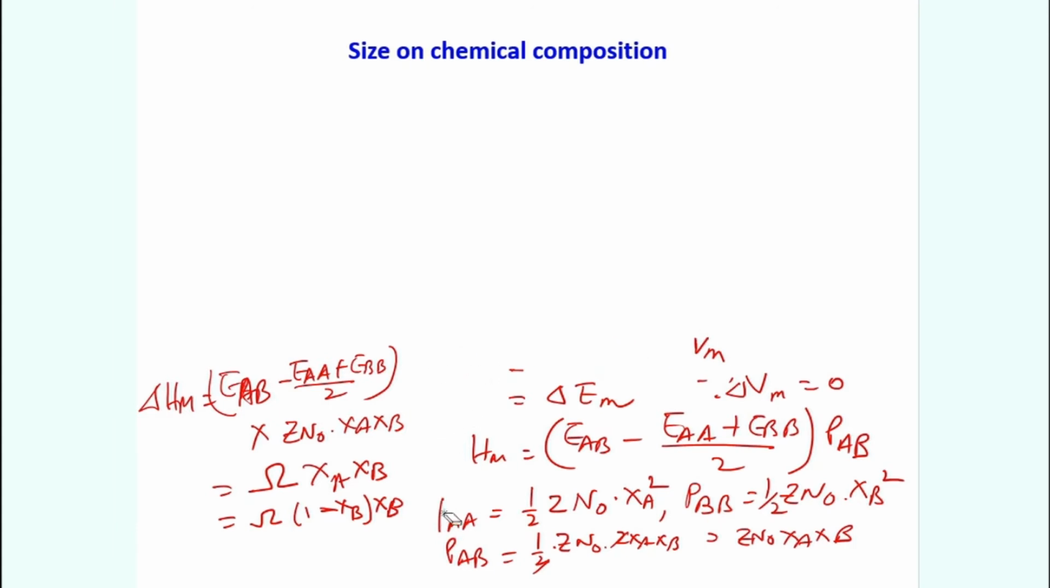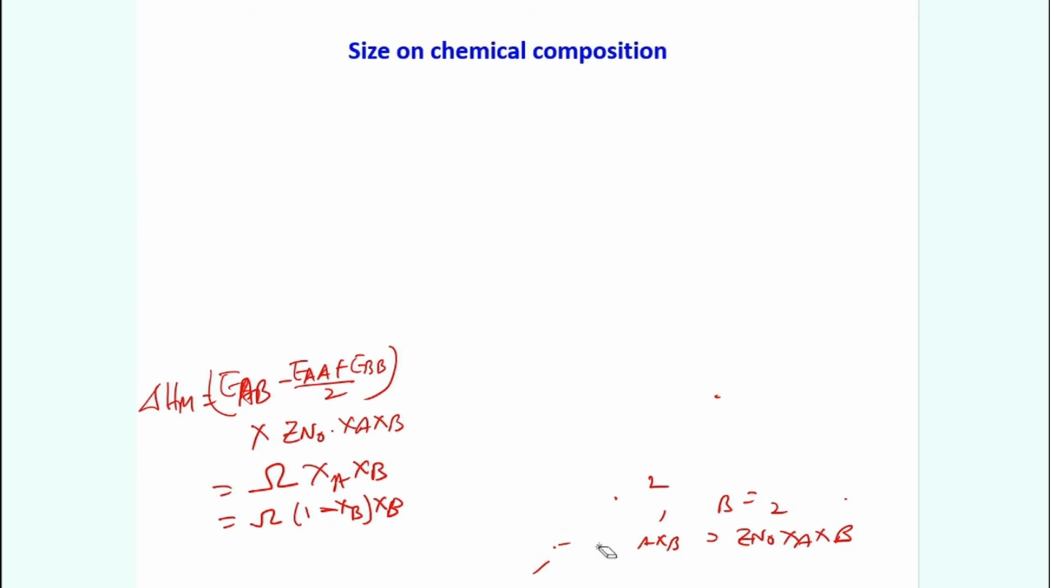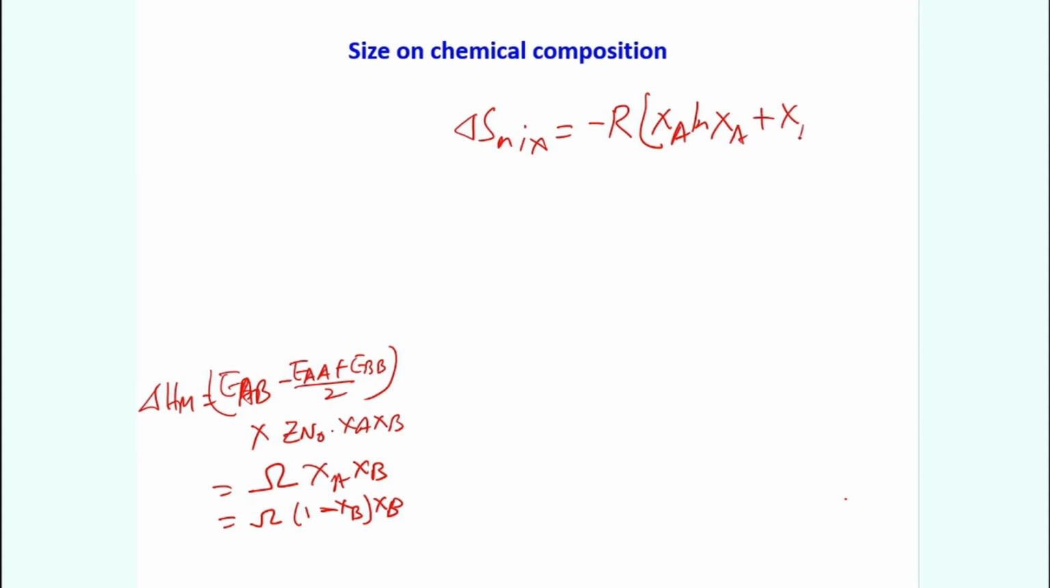Let me erase it completely, leaving this part, and I will let you know. This is actually elementary thermodynamics. I have to do it because many of you may not understand, or many of you may be finding it out of the things. So delta S mix is minus R (X_A ln X_A plus X_B ln X_B), or minus R ((1 minus X_B) ln (1 minus X_B) plus X_B ln X_B).